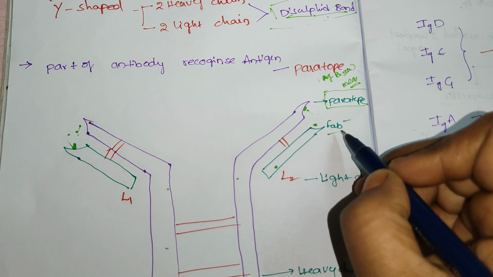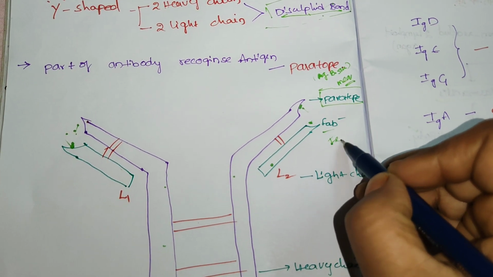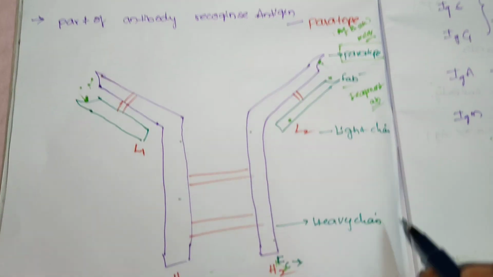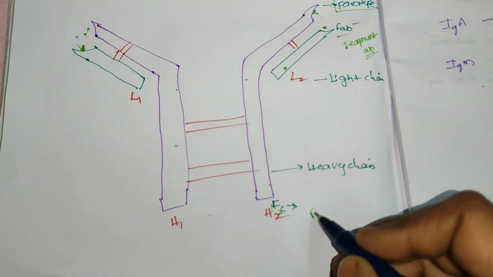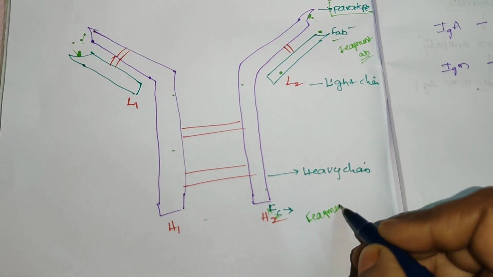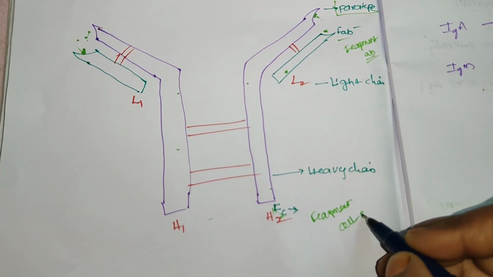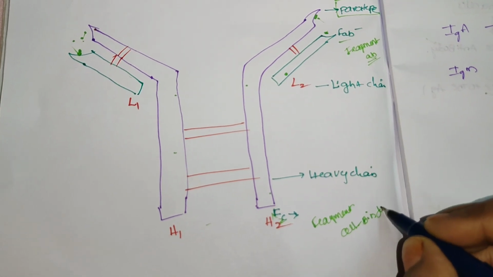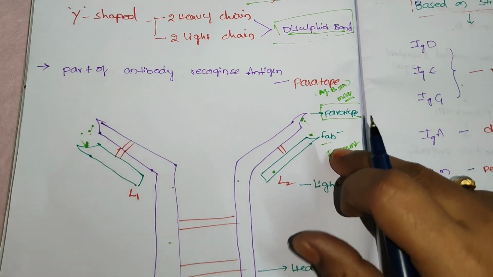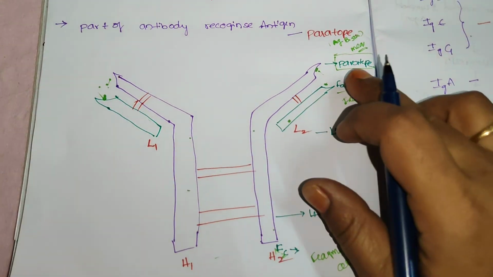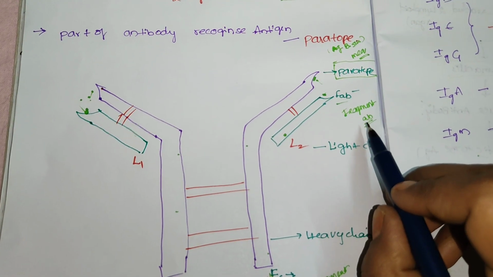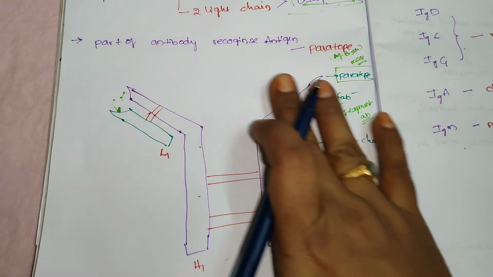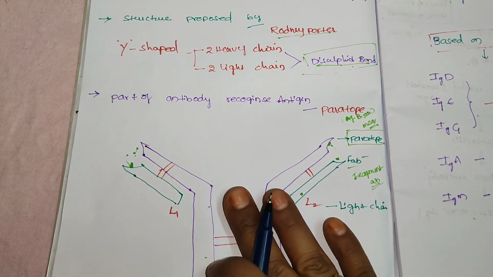Fab end means fragment of antibody: F means fragment, AB means antibody. Fc is fragment of cell binding, which is attached to another cell. So one end is the Fab end, another end is the Fc. Fab means fragment of antibody site, then fragment of cell binding site. This is the structure of antibody.